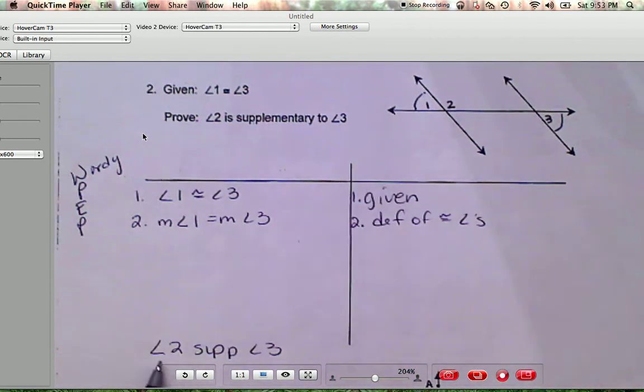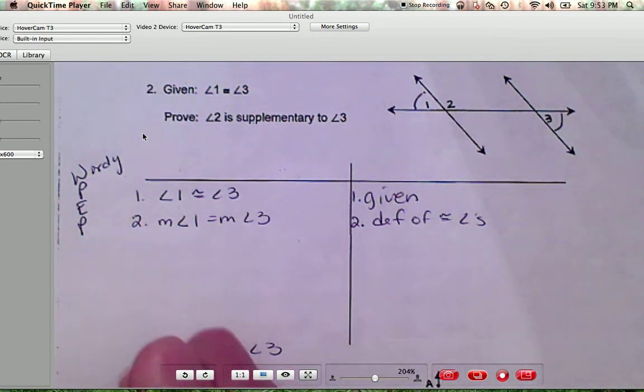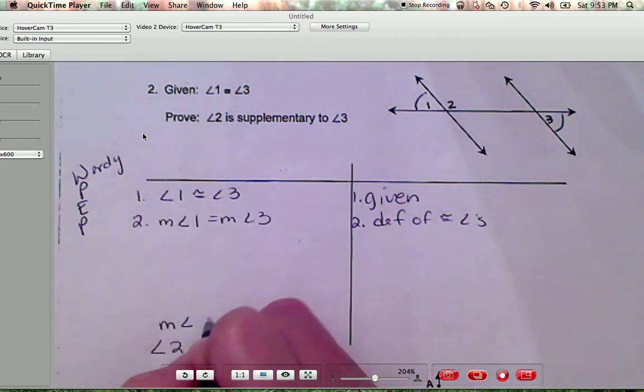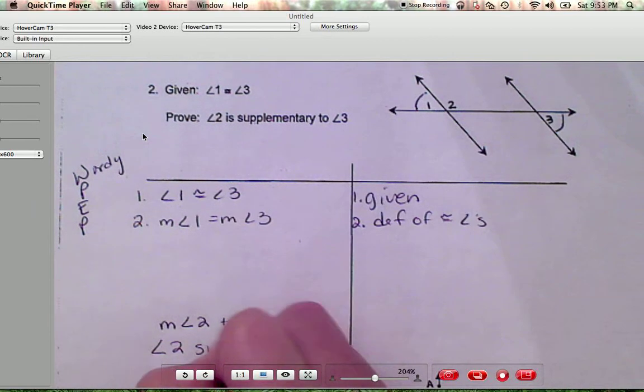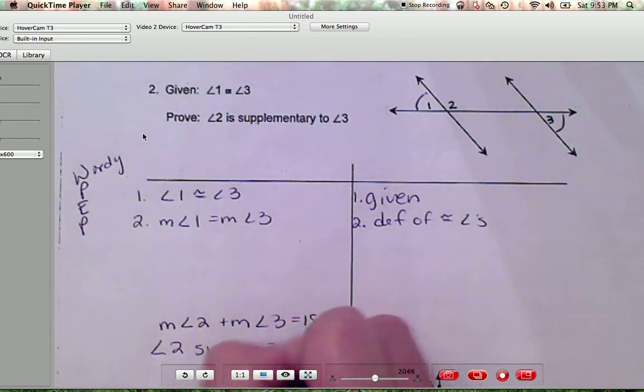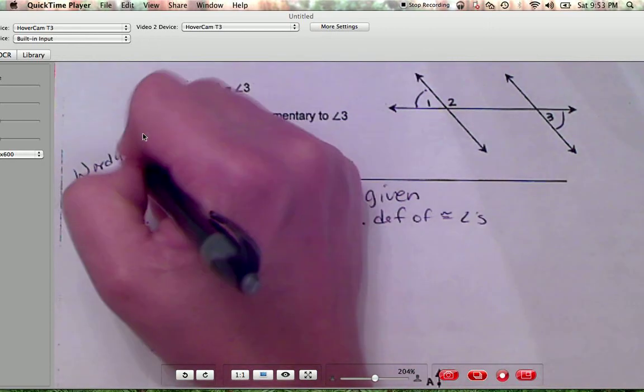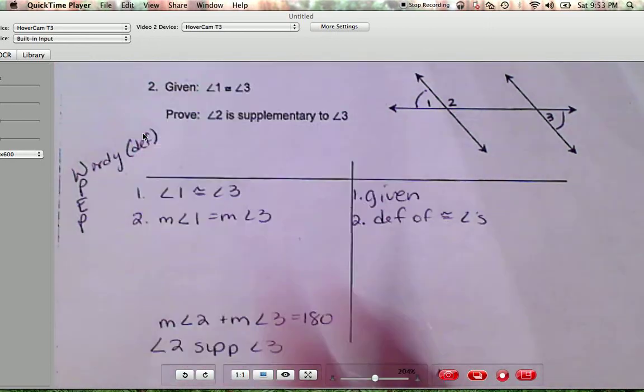And then we have this wordy statement at the end. Angle 2 is supplementary to angle 3. And we know that if they're supplementary, then they must add up to 180. So measure of angle 2 plus the measure of angle 3 equals 180. So that will still be a definition, because remember, the wordy statements are always definitions.